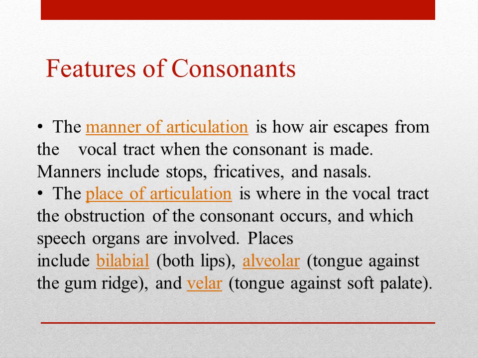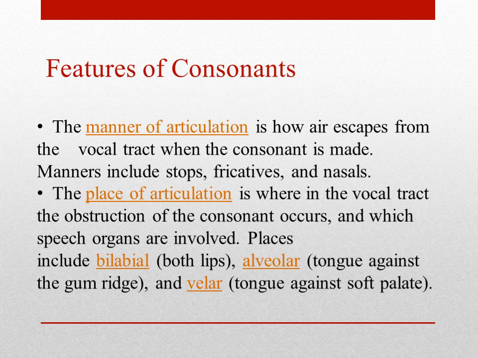That means the oral tract is completely closed and air is escaping through the nose. After manner of articulation, the second important thing is place of articulation. That is, we need to know where in the vocal tract the obstruction of the consonant occurs. As I said in my earlier slide, a consonant means that somewhere air is obstructed in the mouth. So it's very important that when any consonant is pronounced, we need to know where this obstruction is taking place and which speech organs are involved.